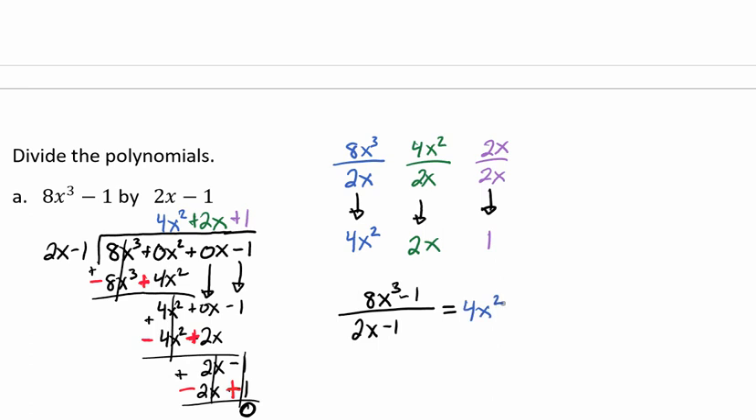4x squared plus 2x plus 1, and there's no remainder, but we do need to say that x is not allowed to equal a positive 1/2, because a positive 1/2 would make our denominator a 0, which we can't have. And so here we have our solution.